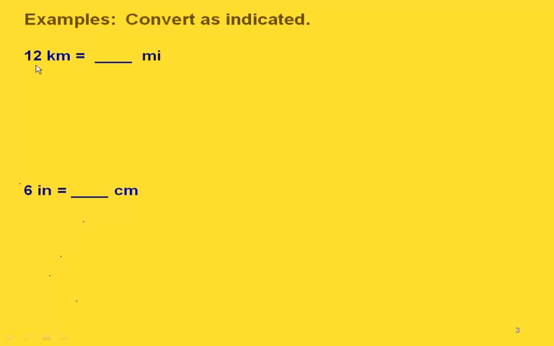If we start out with 12 kilometers and we want to convert that to miles, again, we need to find a unit fraction that relates kilometers and miles. So we actually have two different things that relate kilometers and miles from our list on the previous page. We have 1 kilometer is equal to 62/100 of a mile, or we have 1 61/100 of a kilometer is equal to 1 mile.